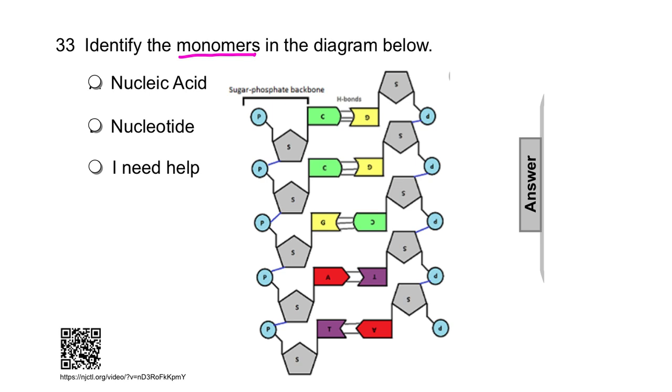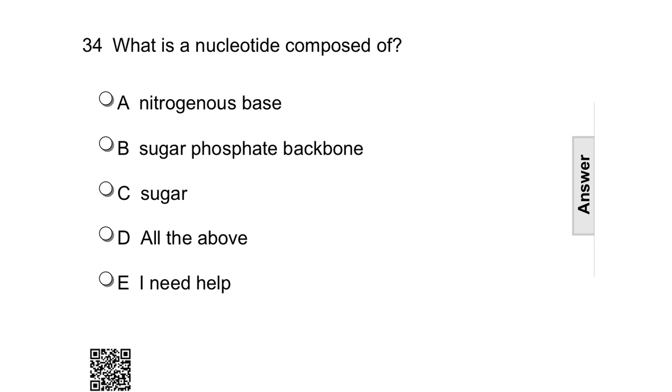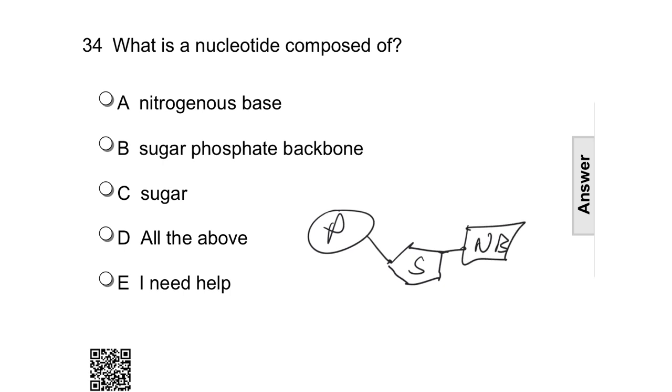So let's start some review questions. Identify the monomers in the diagram below. Okay, we already did this. So here is one nucleotide right there: a phosphate, a sugar, and a nitrogen base. So the monomer, that is a nucleotide. What is the nucleotide composed of? You should be able to do this. Phosphate group connected to a sugar connected to a nitrogen base.